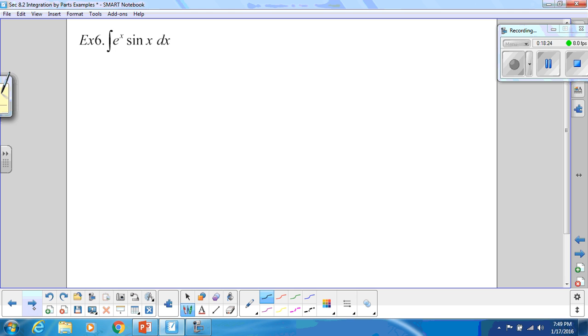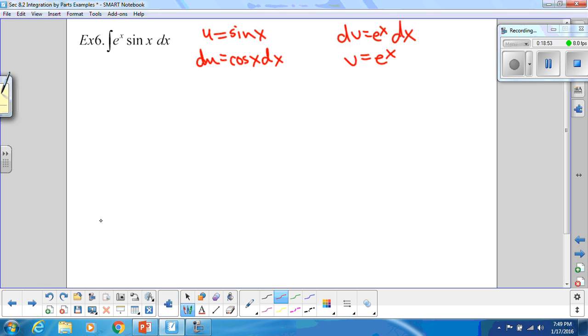All right, so let me show you this example 6 because this one is also an unusual situation. We have e to the x and sine of x. LIATE says trig before exponential. So u is going to be our sine x, and dv is going to be our e to the x dx. So du would be cosine of x dx, and our v would be e to the x.